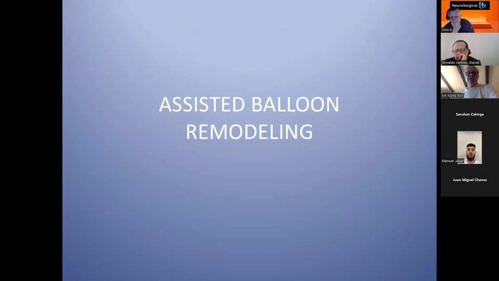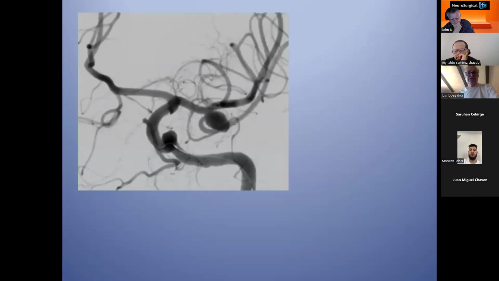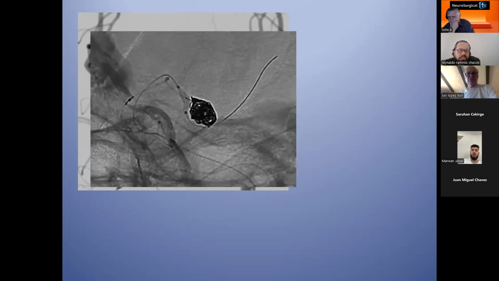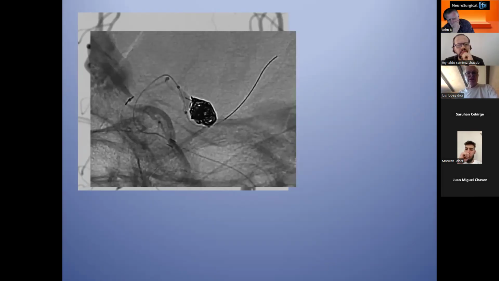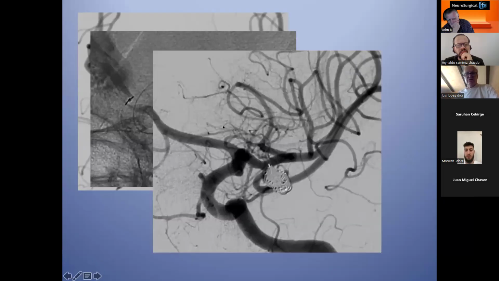Another solution is assisted balloon remodeling. He talked about it very well, Sauhan. This is one example. Middle cerebral artery. I put the balloon in the inferior branch. Why? You have the possibility to put the balloon here. The most difficult place here is the balloon, because the balloon has an angle and is perfect to deploy the coils. Look at the balloon in the inferior branch, the neck, and the control.